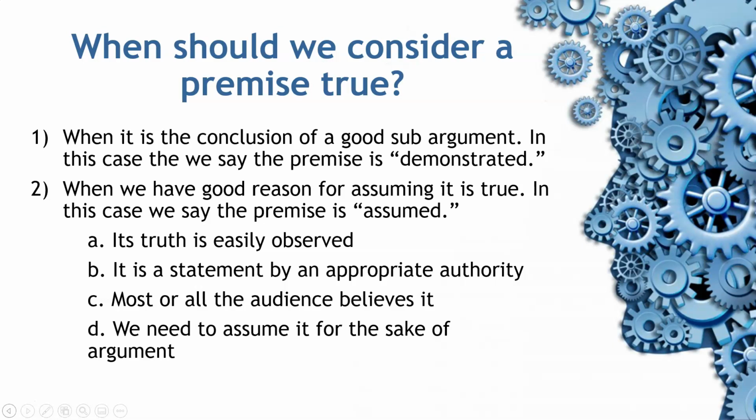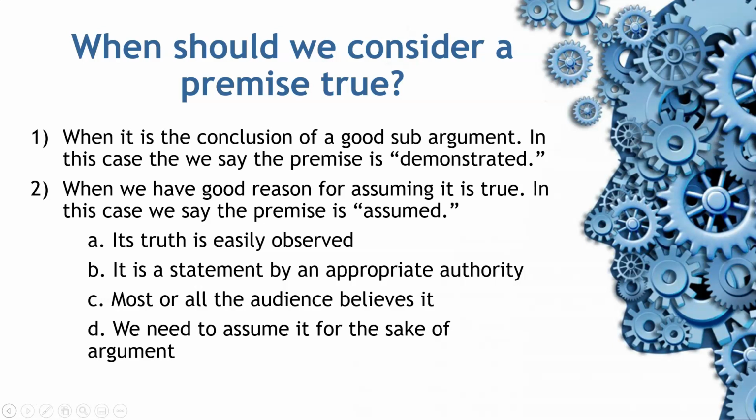Another time when we should consider a premise true is when we have good reason for assuming that it's true. In this case, we say the premise is assumed. So when should we assume the truth of a premise? When its truth is easily observed. So if it's something that we can immediately see or hear, or something which we've recently observed. When it's a statement by an appropriate authority. So who counts as an appropriate authority? Well, appropriate authorities have degrees, publications, jobs in a relevant field in which they're making their statement.